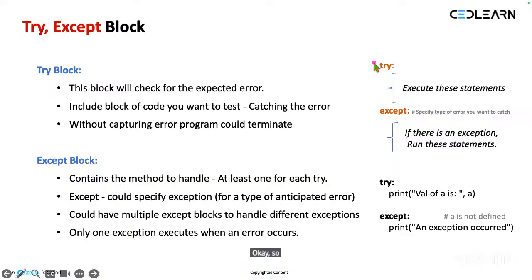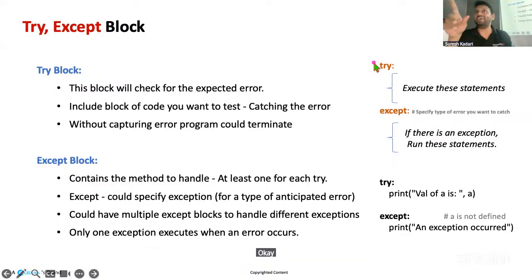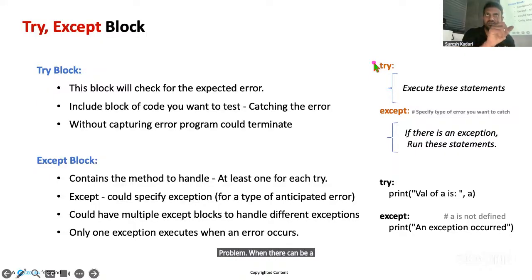So why do we wear a helmet? Not police, not challan. There is a probability of an accident. So that means when you check the code, you need to identify the areas where there is a probability of error. To tell a small point, you will remember the story for life. In the whole program, you should identify and mark the areas where there can be a problem. There can be a problem, not will be.